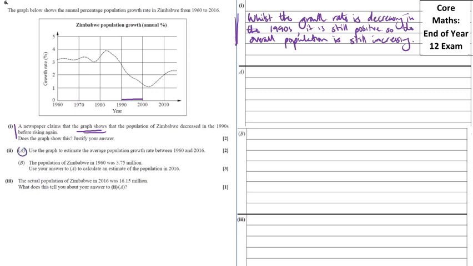We then had to use the graph to estimate the average population growth rate between 1960 and 2016. So that's the whole of the graph here. So we had to find an average for the line. Different ways you could do that. You could find out points at different places and add them together and find the mean of those, or you could just do it by eye and looking kind of a mid point through here could be something like that. So maybe about 2.5%. And the range of values allowed for this were from 2.3% to 2.8%.